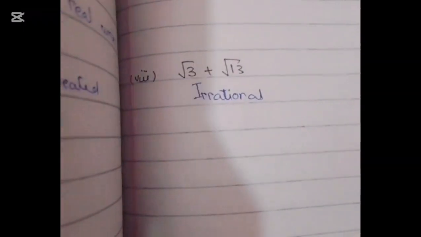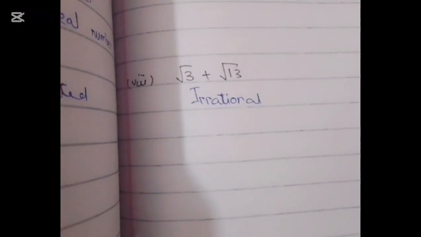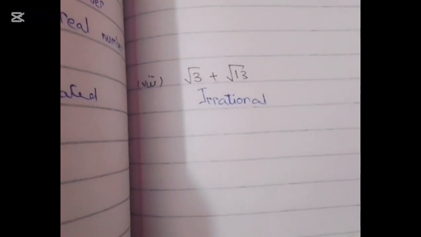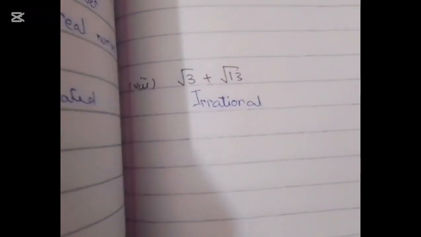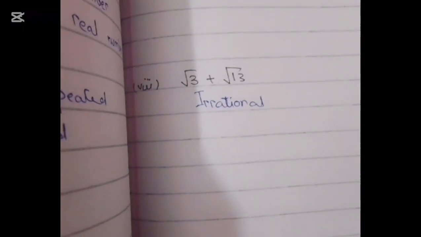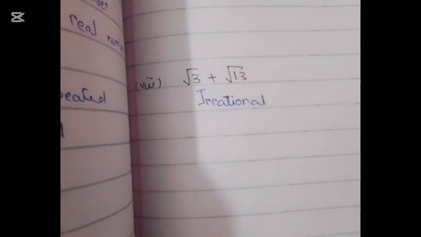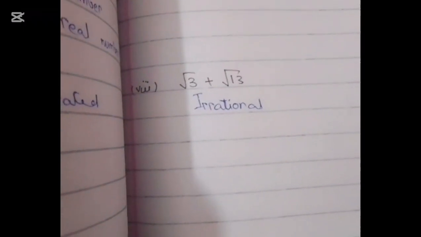The other question is an irrational number because square root 3 plus square root 13, when we take the square root of 3 the value will come in points and the value is non-terminating, the value will go on and on, and the square root 13 is also a going-on value, so it is also an irrational number.